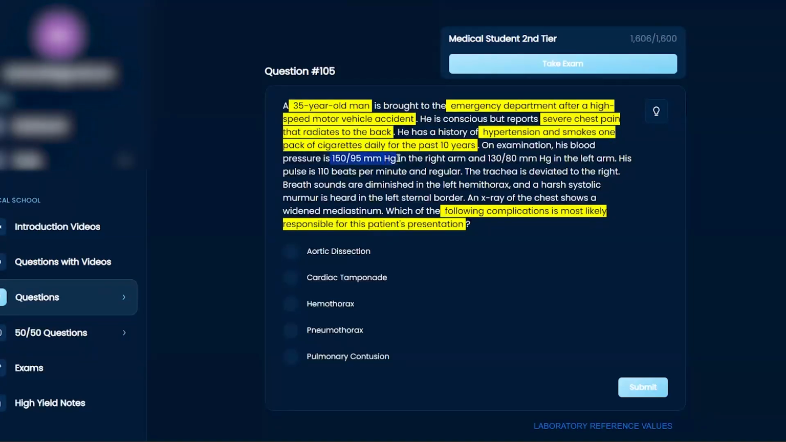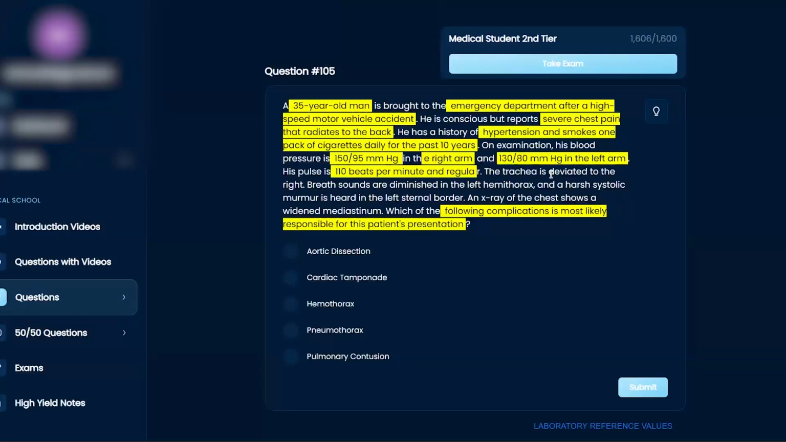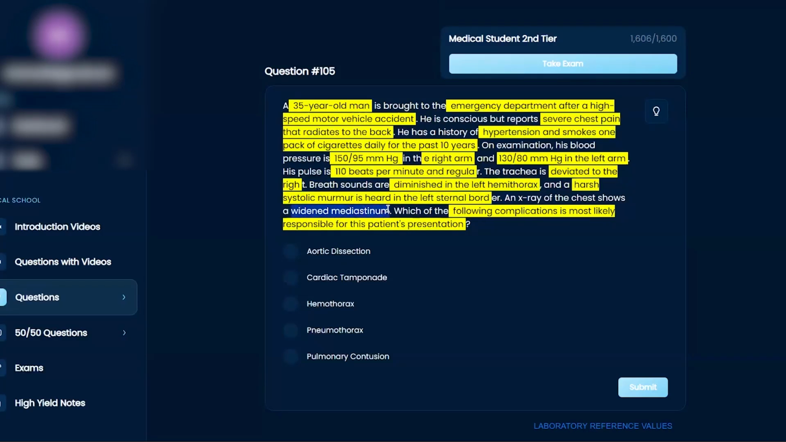On examination, his blood pressure is 150 over 95 in the right arm and 130 over 80 in the left arm. His pulse is 110 beats per minute and regular. The trachea is deviated to the right. Breath sounds are diminished in the left hemithorax, and a harsh systolic murmur is heard in the left sternal border, and the X-ray shows a widened mediastinum.